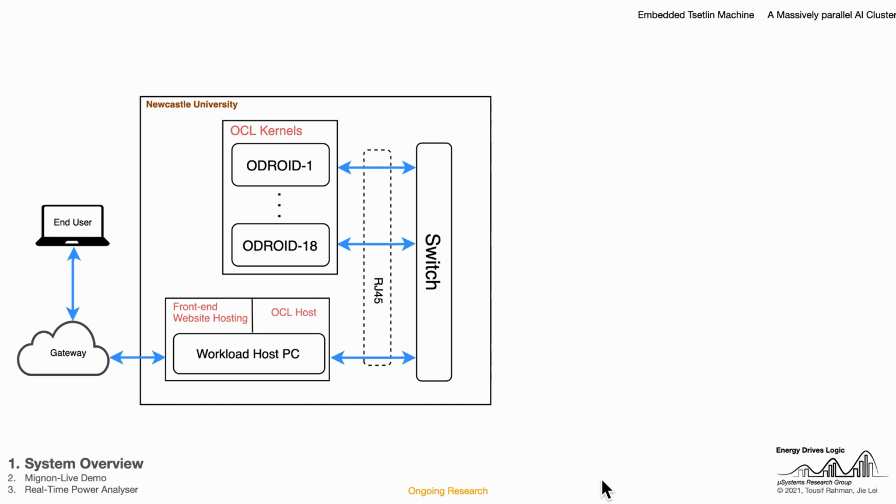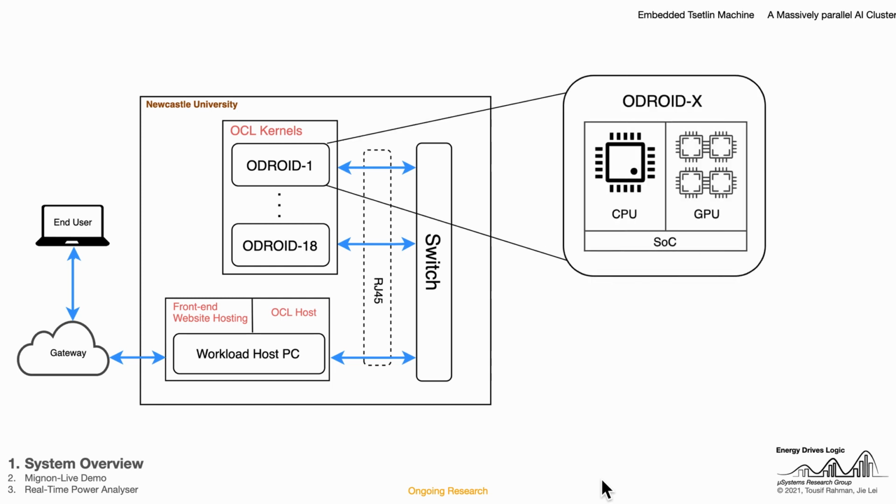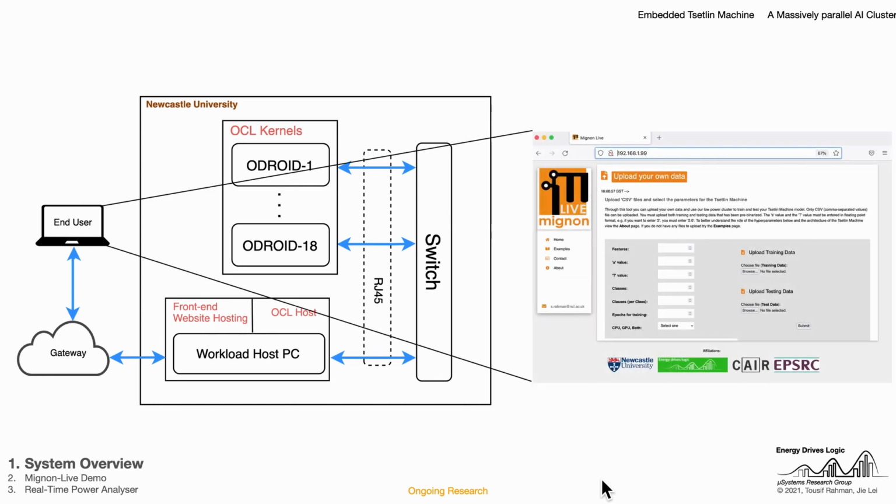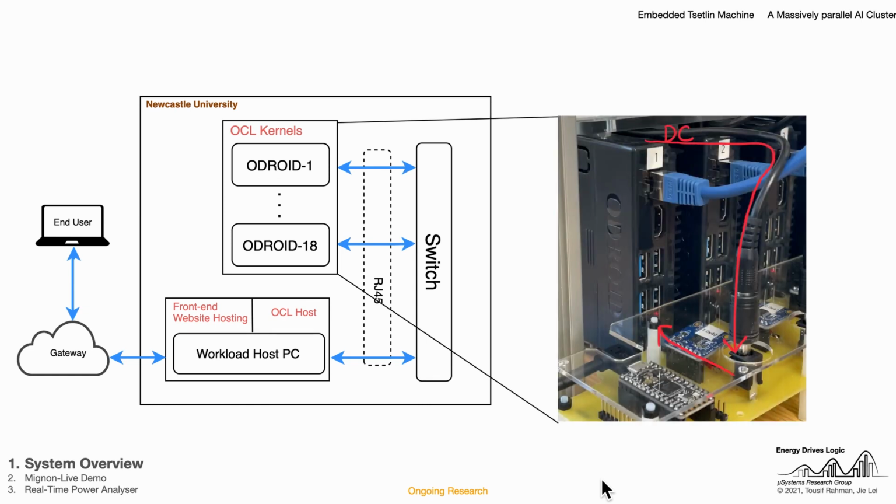Our system is composed of 18 system-on-chip ODROIDs, which have both CPUs and GPUs together on the same chip and are connected through a switch. The front-facing user can access the cluster through a front-end interface where they can submit their own data and see the real-time analysis. And this is done through connecting our cluster through a workload host PC and using OpenCL to distribute work on both the CPUs and the GPUs on each node. Our cluster also has custom power measuring modules on each of the nodes so that we can monitor the real-time power efficiency.